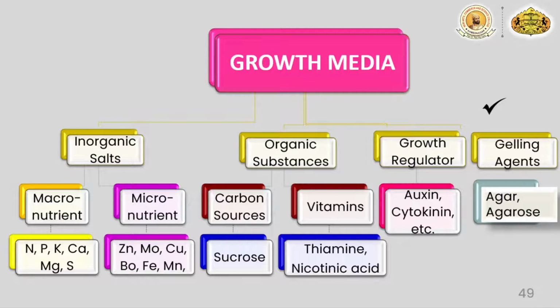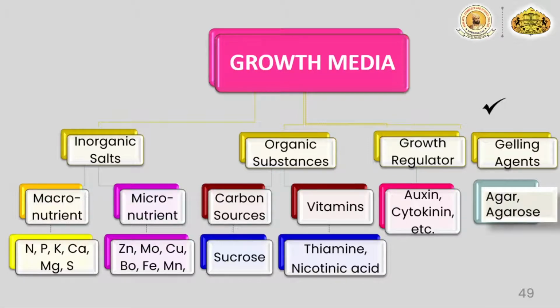To give support to our medium when we prepare it, we are going to use different salt solutions, like inorganic salts, macro salts and micro salts. Then we dissolve the sucrose, and we use vitamin and amino acid solutions and growth hormones in solution form. We need to maintain our culture, and if you are going to use liquid media, you will go for the suspension culture.